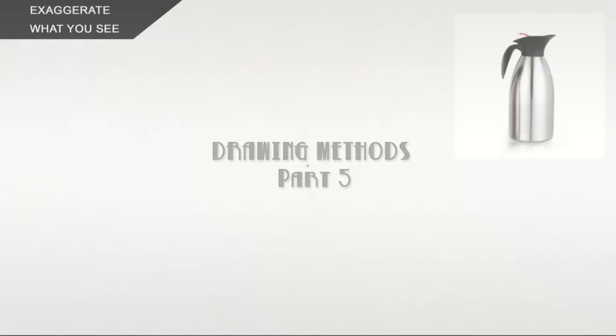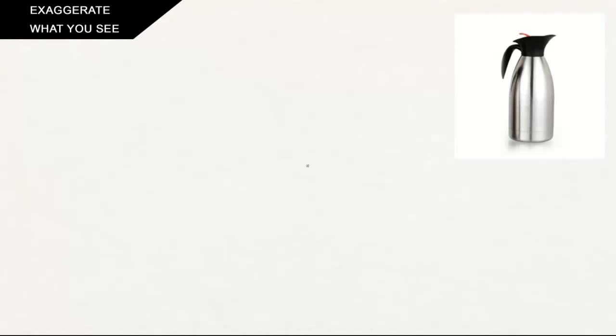Okay, final method. Exaggerate what you see. Now, this is the method that I love the most. And really, it's because this is where you are taking everything from understanding what you see and you're adding your own personality. So when I look at this, I already understand it's a cylinder. So that's great. At this point, you have everything that the guy with understanding has. You're just taking it one step further and you're adding your own style.